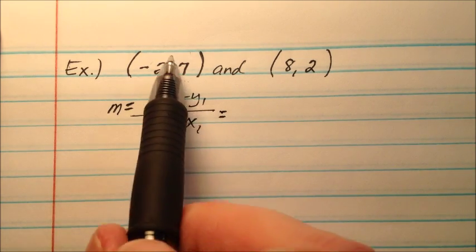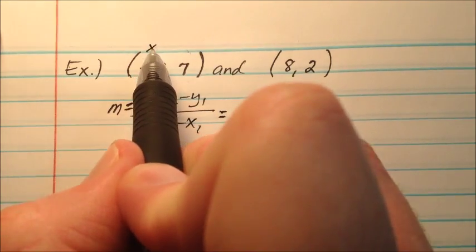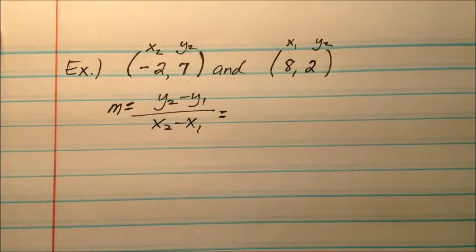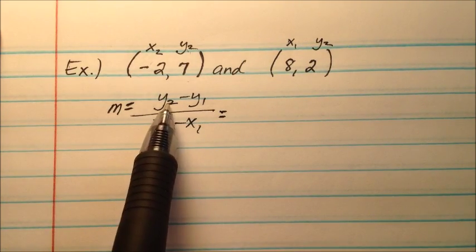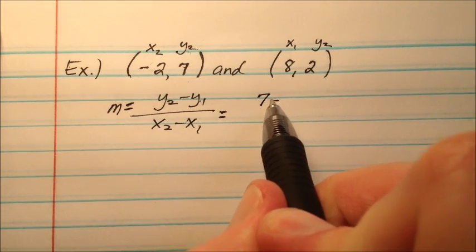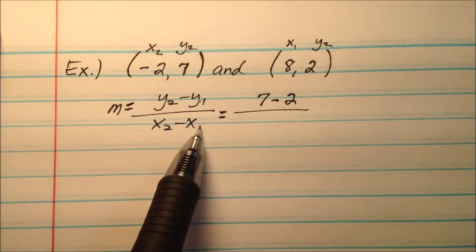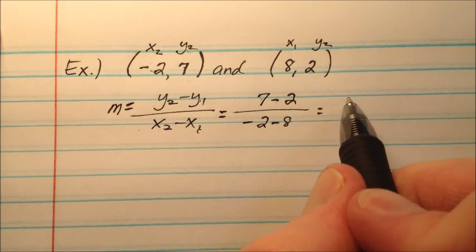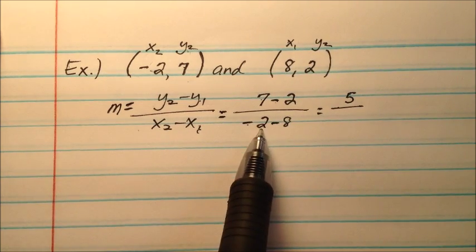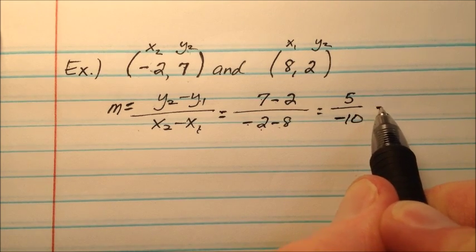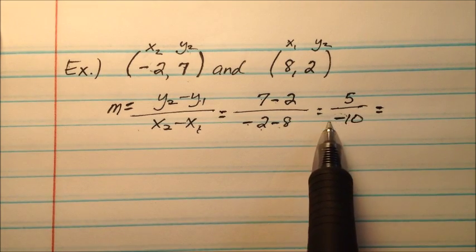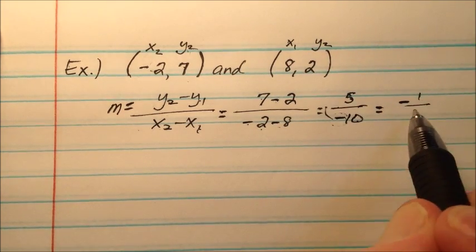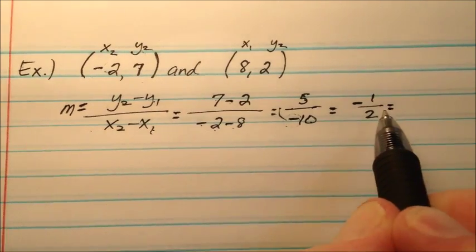So the question was, does it matter if this is point 1 and this is point 2? Well, let's call this one x2 and y2 this time, even though in the rest of the problems we've been doing it the other way around. So y2 minus y1: 7 minus 2 over x2 minus x1: negative 2 minus 8. Well, 7 minus 2 is 5, and negative 2 minus 8 is negative 10. I have that single negative sign, so it will still exist in my final answer. So I'm going to bring it up top, and then I'm going to reduce, dividing a 5 out of each one of those. So I get negative 1/2 for my slope.